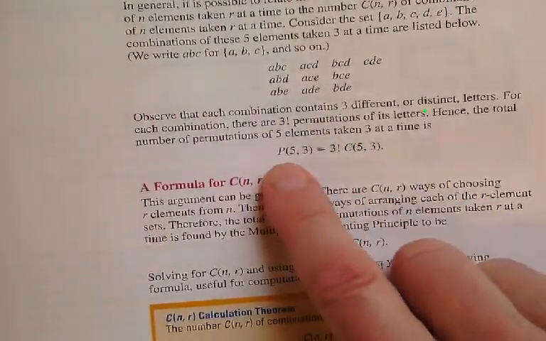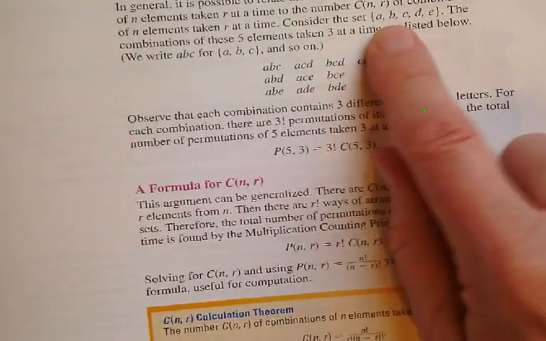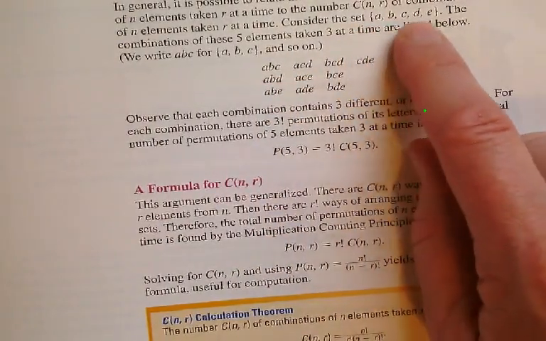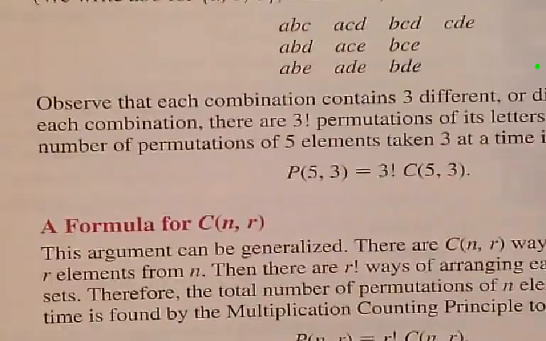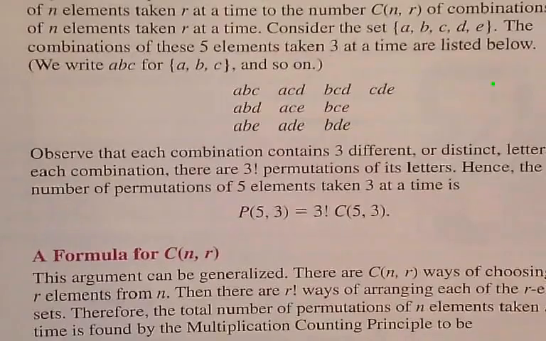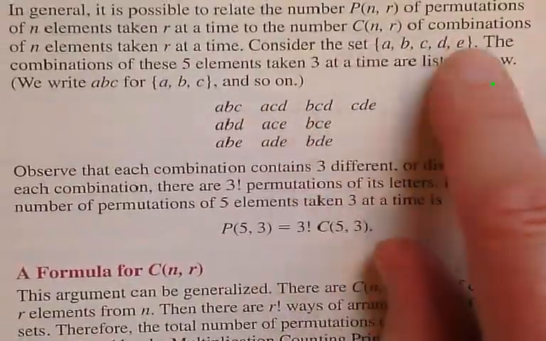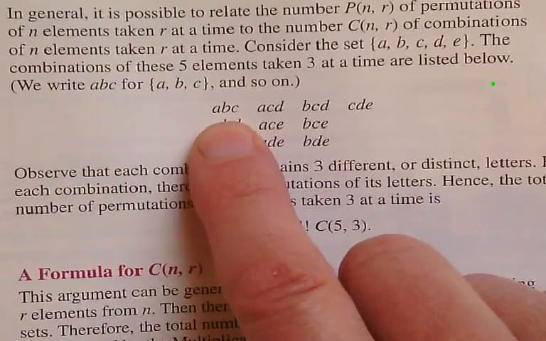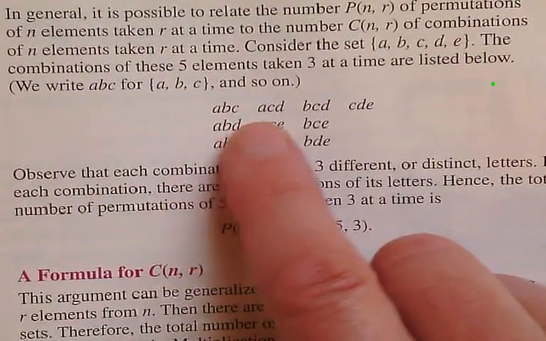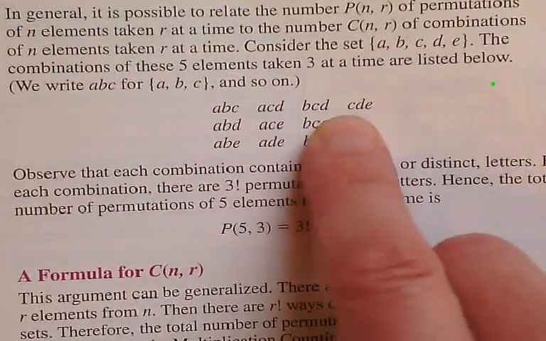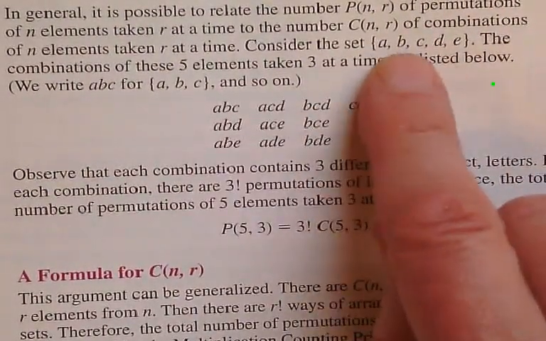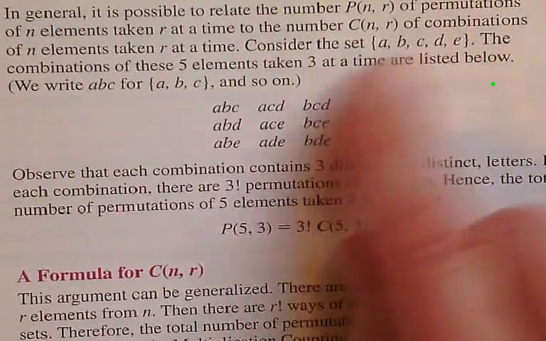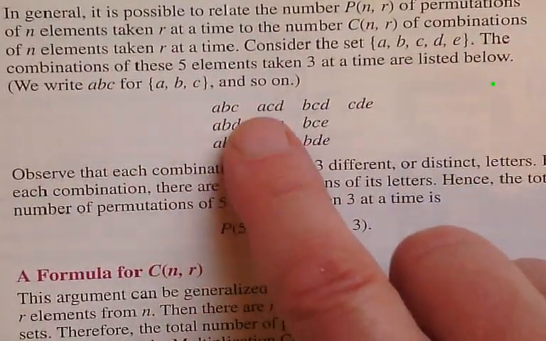So what's the difference? Well, here they say, let's pick 3 letters out of a group of 5 letters. If we look at this, 3 letters out of a group of 5 letters, I could choose A, B, and C, or I could choose A, C, and D, or I could choose C, D, and E. These are just the groups of letters, 3 letters at a time, right? We're not putting them in order.